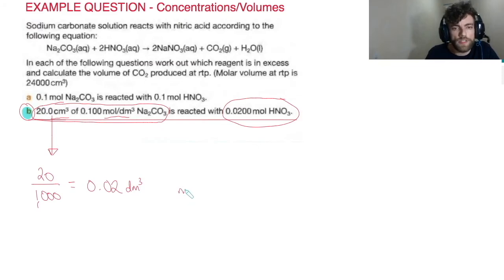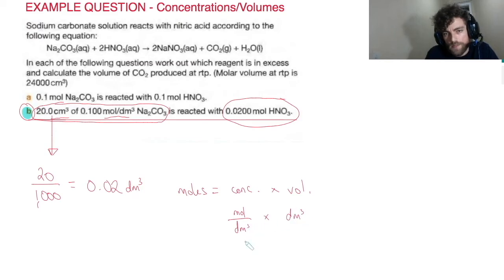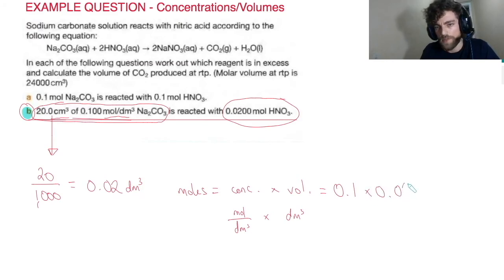And so my equation is moles equals concentration times volume. And that makes perfect sense in terms of my units, because my concentration is moles per decimeter cubed, my volume is in decimeters cubed. These would cancel and I would be left with moles. So there's no doubt in my mind that this is the correct equation. Let me fill in the numbers. The concentration, it says up here, is 0.1. The volume we just worked out is 0.02. Times those together and I get 0.002 moles of sodium carbonate.